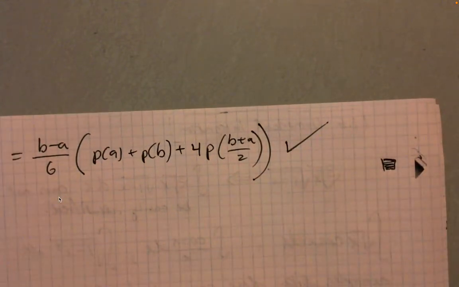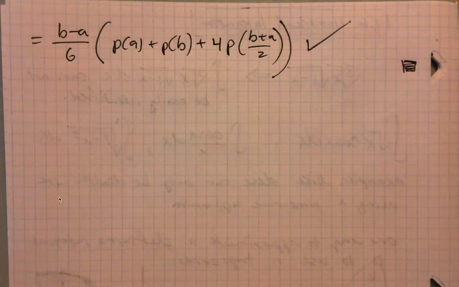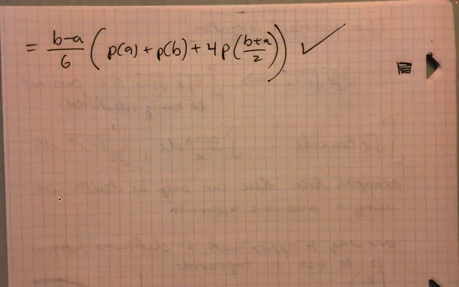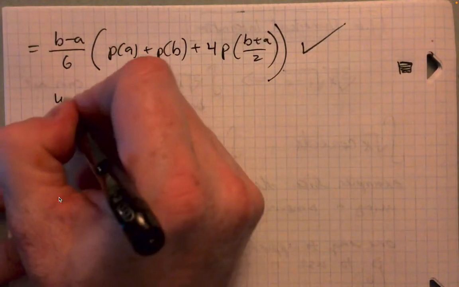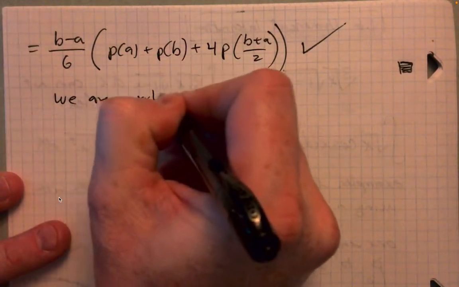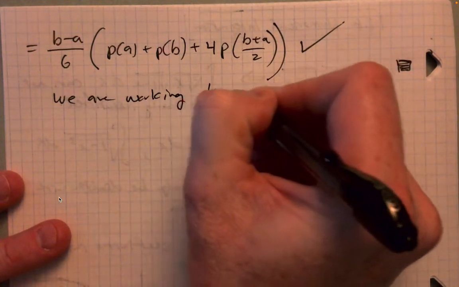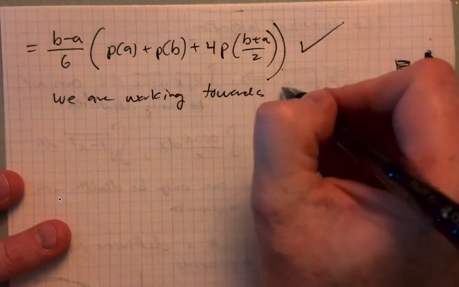Okay, so again, I know there was some tricky stuff there, but as I said, it's just algebra, it's just factoring and gathering like terms and all that jazz. But it can be a little tricky. So feel free, obviously, to pause the video and make sure you understand each of those steps. Okay, so again, we're working towards Simpson's rule.